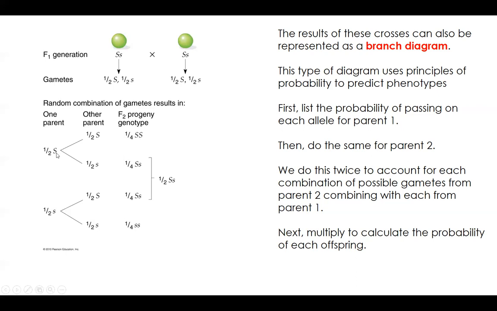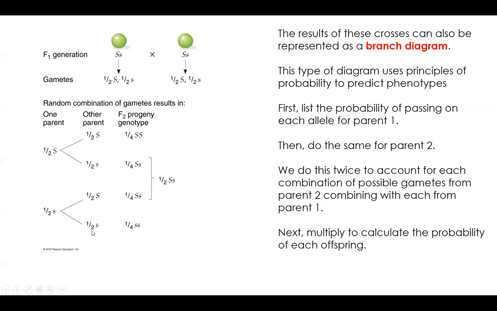If we want to know what proportion of offspring are going to be heterozygous, we have two ways to get that. Either the first parent gives its dominant allele and the second parent gives its recessive allele, 1/2 times 1/2 is 1/4. Or the first parent gives the recessive allele and the second one gives the dominant, 1/2 times 1/2 is 1/4. And you can add these together, so you have a 50-50 shot of getting a heterozygote.